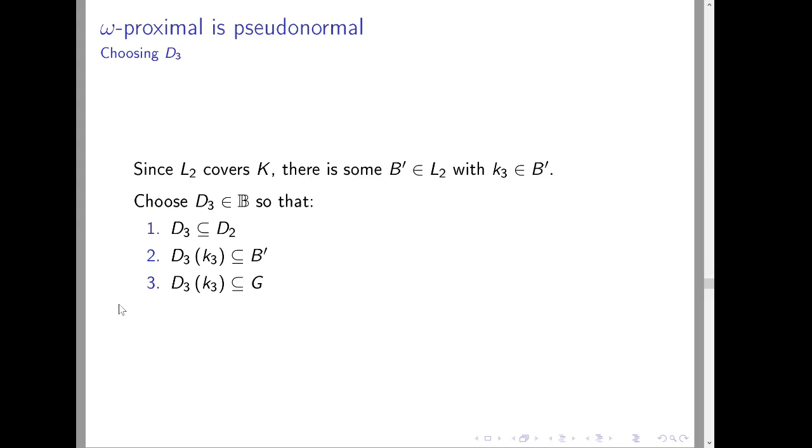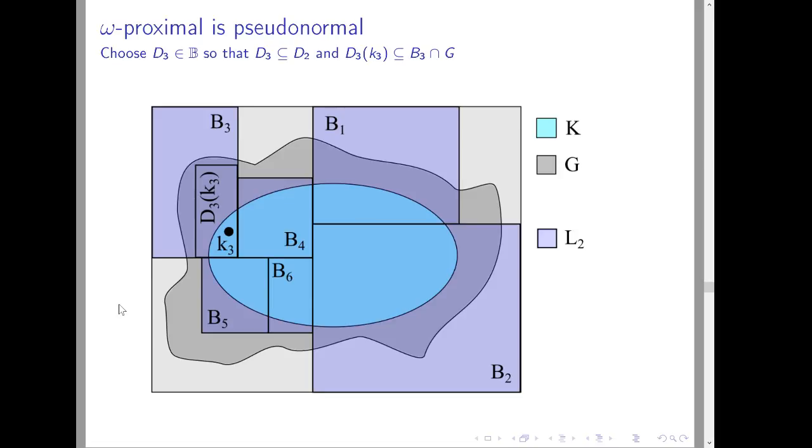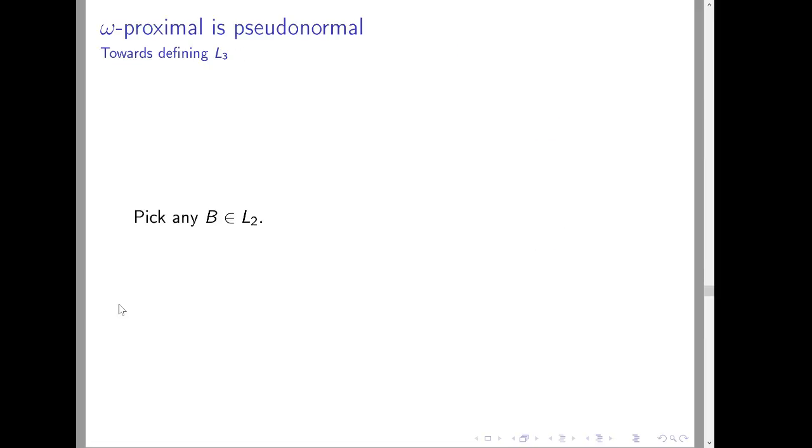Here's how we're going to choose D3: we choose D3 inside of D2, and then those other two conditions are very similar to how we chose D2. So here's sort of the picture, now on the side there. You choose a D3, K3 contained in something like that, so it's also contained in the gray because it's contained in G. And then we'll define our level 3 cover.